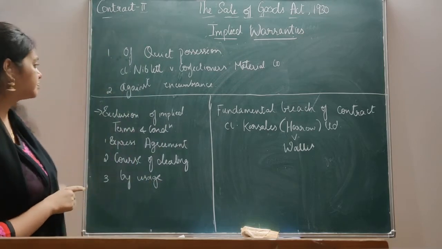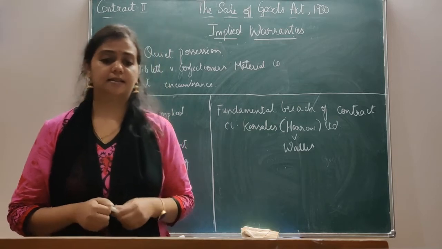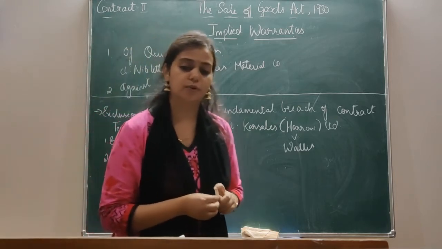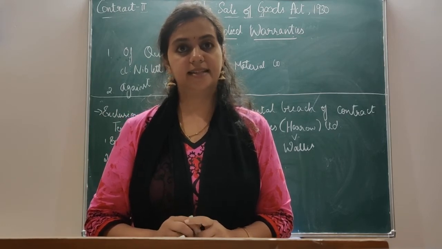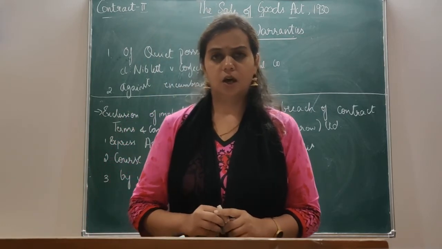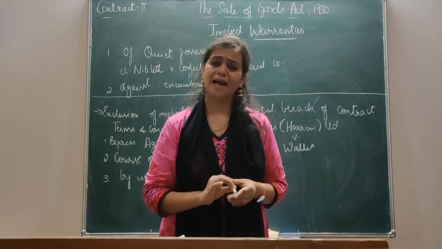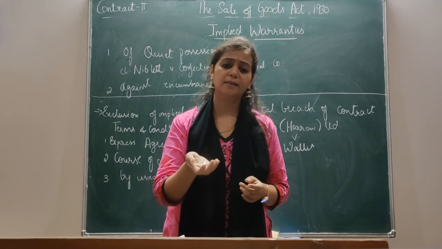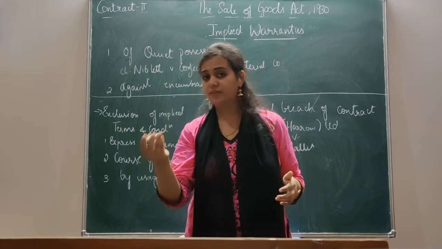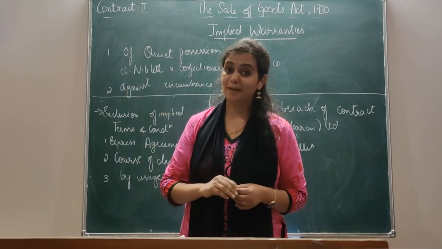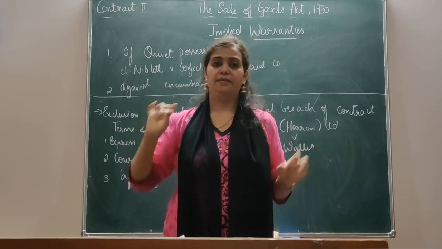Clear with this? The next one is implied warranty against encumbrance. That's given under section 14. It states that the goods they are buying have to be free from any encumbrance or charge. The goods should not previously have been given as a pledge, or hypothecated. They have to be free.